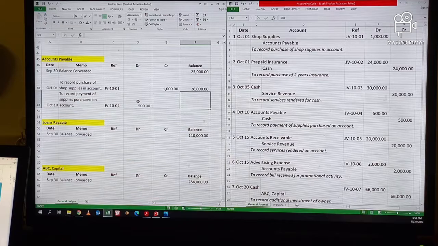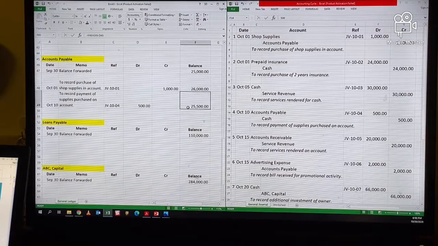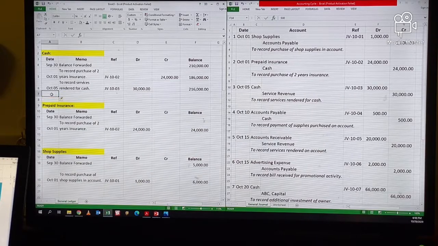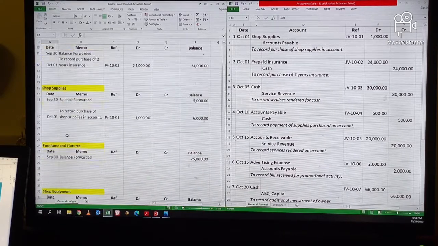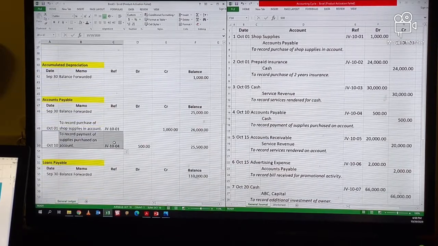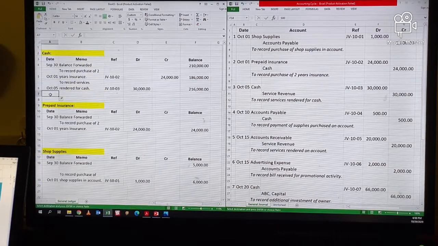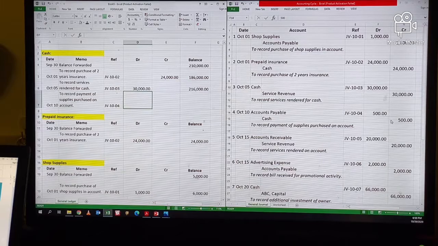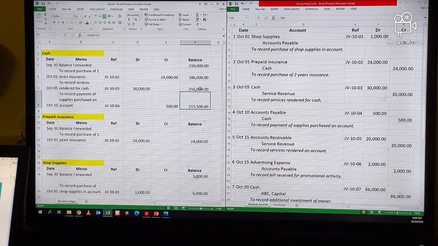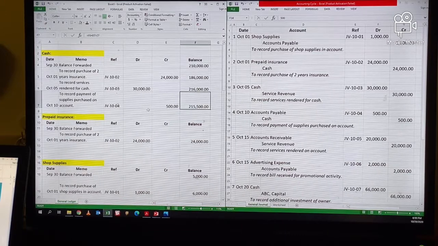So, ito, minus natin ang 500. So, 26.5 minus 500 ay 25.5. So, yan na yung running balance mo sa October 10. Then, again, nag-credit ka kasi ng cash. So, ang date mo ay October 10. Kopyahin mo lang yung date, memo, and reference. Then, credit siya. So, kabawasan siya sa cash mo. Kaya, from 216 minus 500 to 15,500 na lang siya.